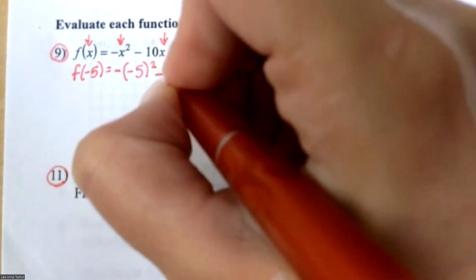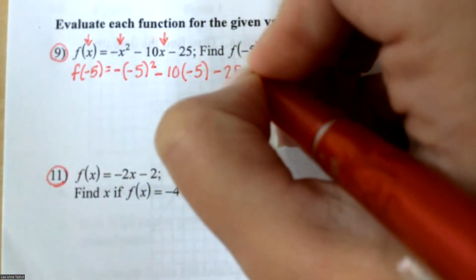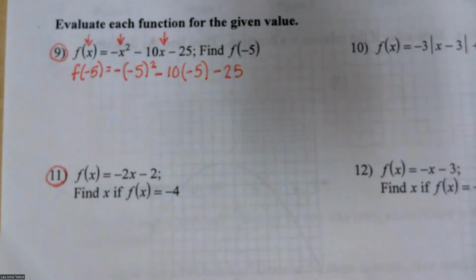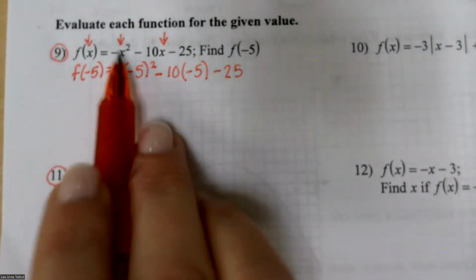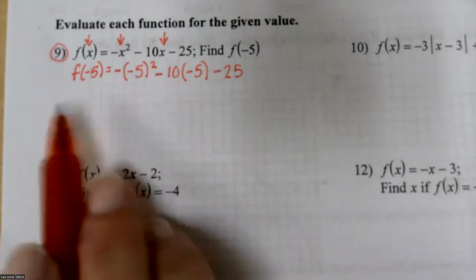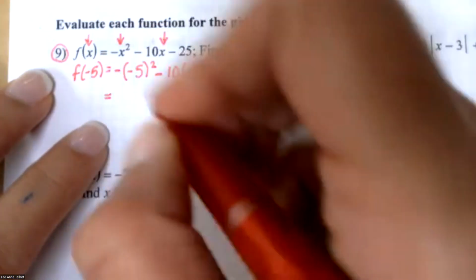F of -5 is -5 squared minus 10 times -5 minus 25. So I put -5 there, I put -5 there, and I put -5 there. Now this side is the side where you do the math, so equals, I'm going to do this kind of slow.